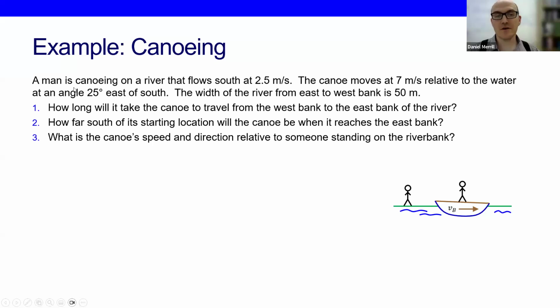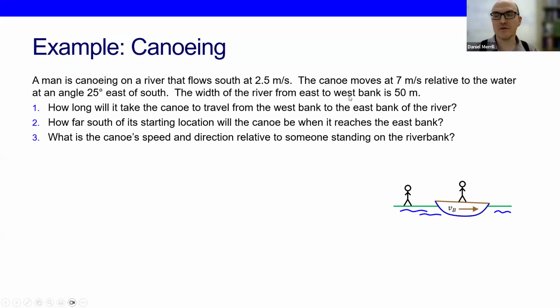So first of all, we have a man in a canoe who's canoeing down the river. The river flows south at 2.5 meters per second. The canoe moves at 7 meters per second relative to the water, directed at an angle of 25 degrees east of south. So the river is flowing south. The person is going east across the river, but not directly across the river. They're going southeast. And the river is 50 meters from east to west bank.